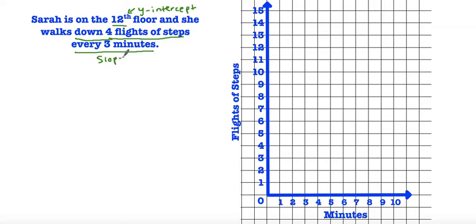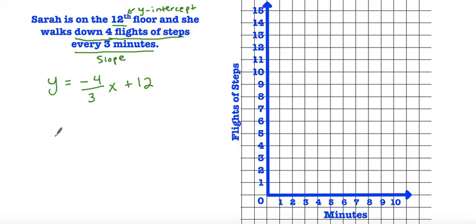And here again, in slope-intercept form, we represent it using y equals, because y will tell us the floor that she's on. She's decreasing 4 flights of steps every 3 minutes, so it's going to be negative 4 over 3 x, and then she's on the 12th floor, so we're going to add 12. So here we have y equals negative 4 over 3 x plus 12.